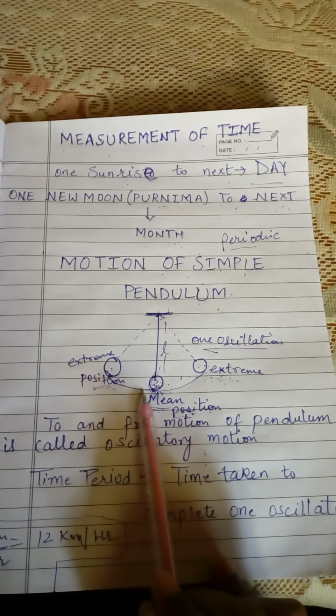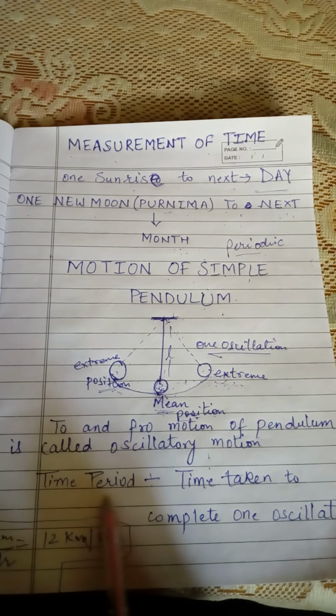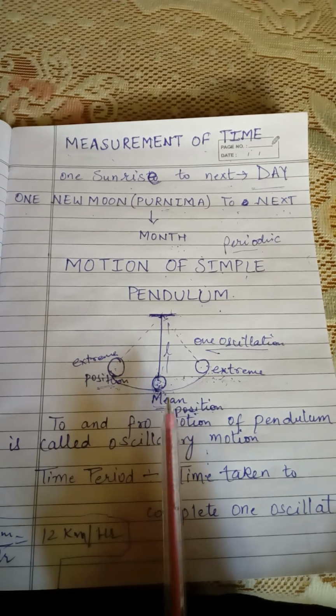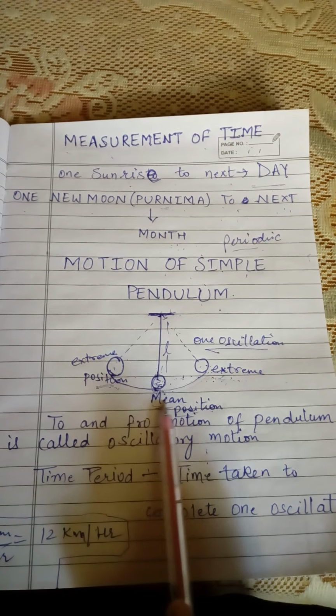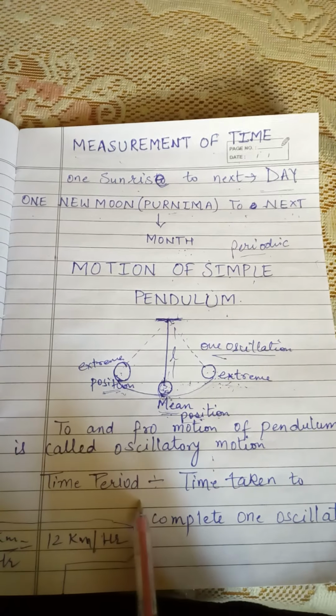The time taken to complete this one oscillation is called the time period. The time consumed in this one cycle is known as the time period.